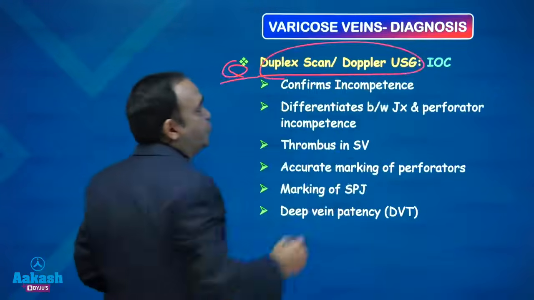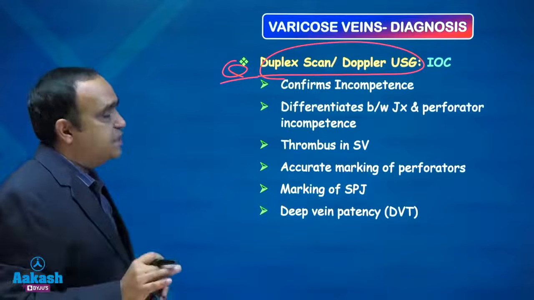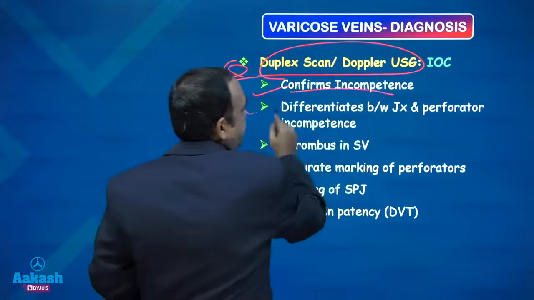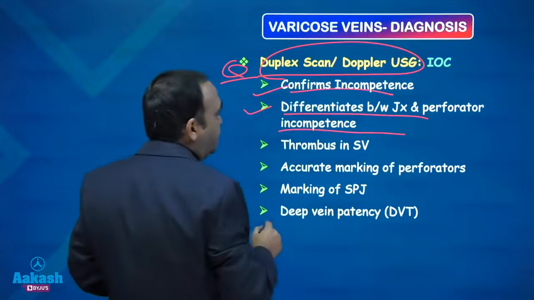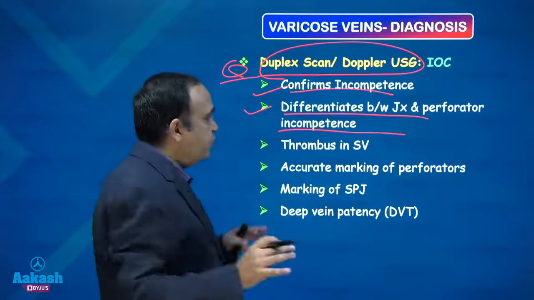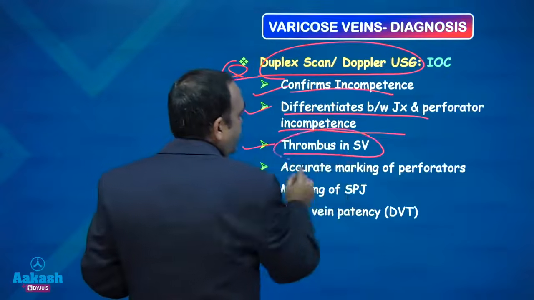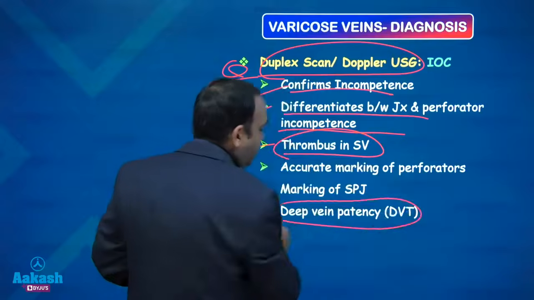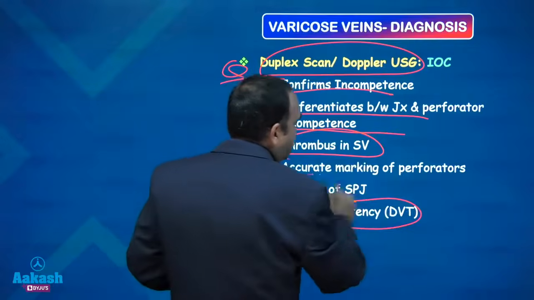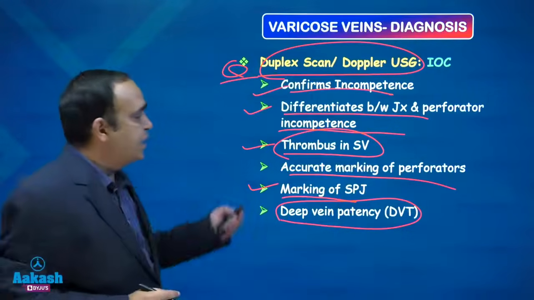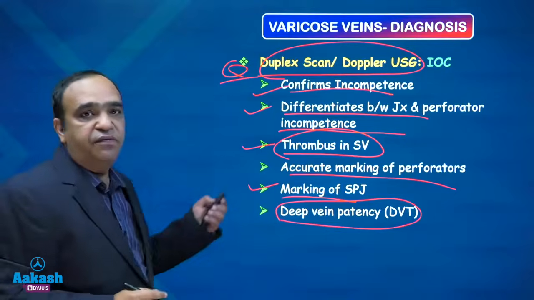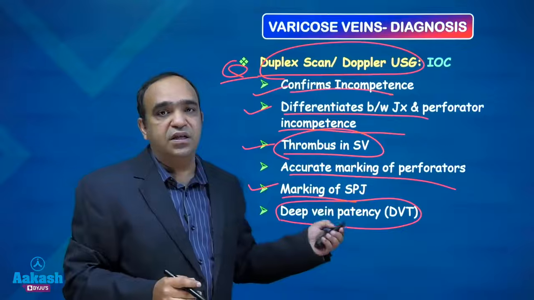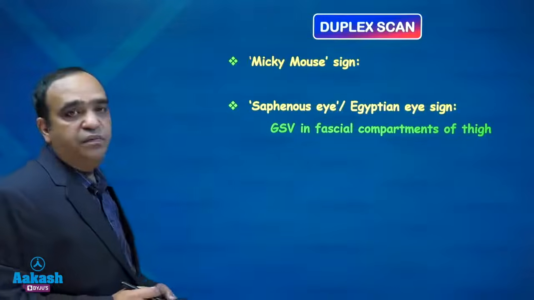Doppler ultrasound or duplex scan is the best, non-invasive, and overall the investigation of choice. It confirms the varicose veins, differentiates between junctional and perforator, tells you which all perforators are incompetent. Is there thrombus in a superficial vein, whether the deep veins are patent or not. It helps in marking of the junctions and accurate marking of the perforator. So everything we need to know about the diagnosis and the treatment, we get it on the duplex scan.